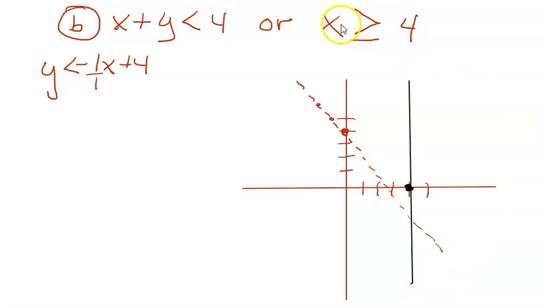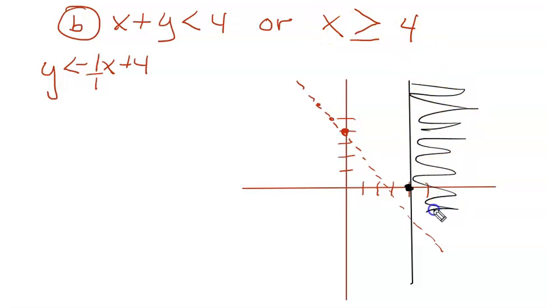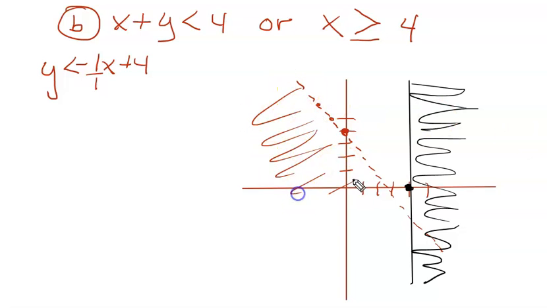Now, here, where do we shade? Well, x is greater, so we're shading over here. And where do we shade here? Well, y is less, so I'll get red for this. And we shade under the line.